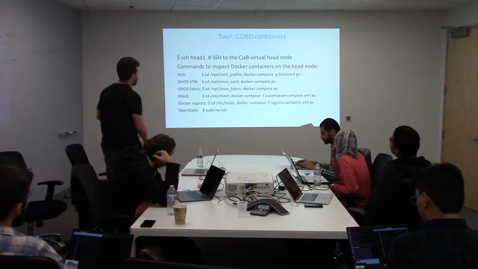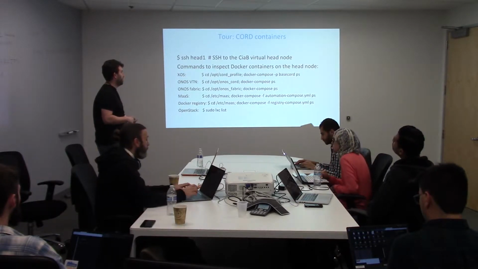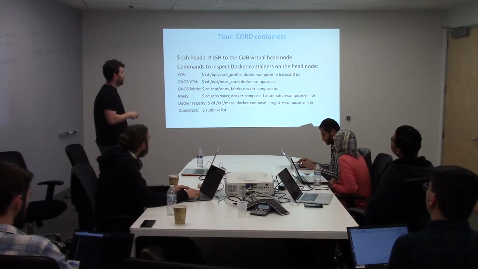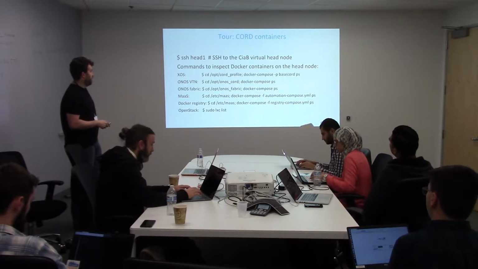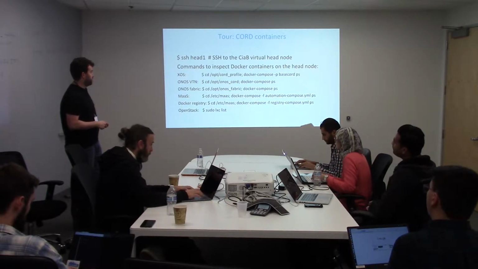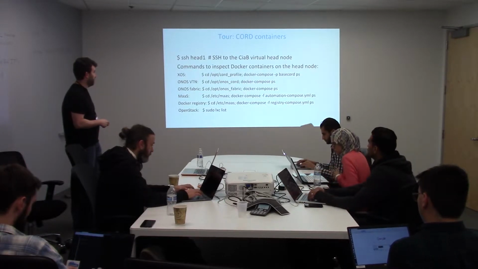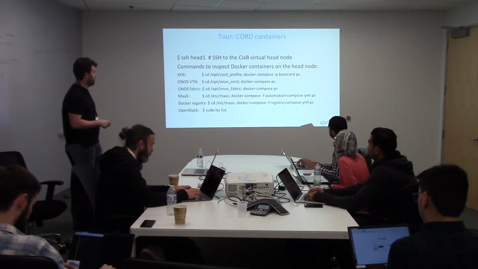So let's look at the core containers. If you're logged in back in your terminal session, I want you to SSH into head 1. Head 1 is the name of the Port-in-a-Box virtual head node. So do that, and then let's look at what containers are in these lists of containers. The XOS container is probably the most common; there are more XOS containers than anything else.